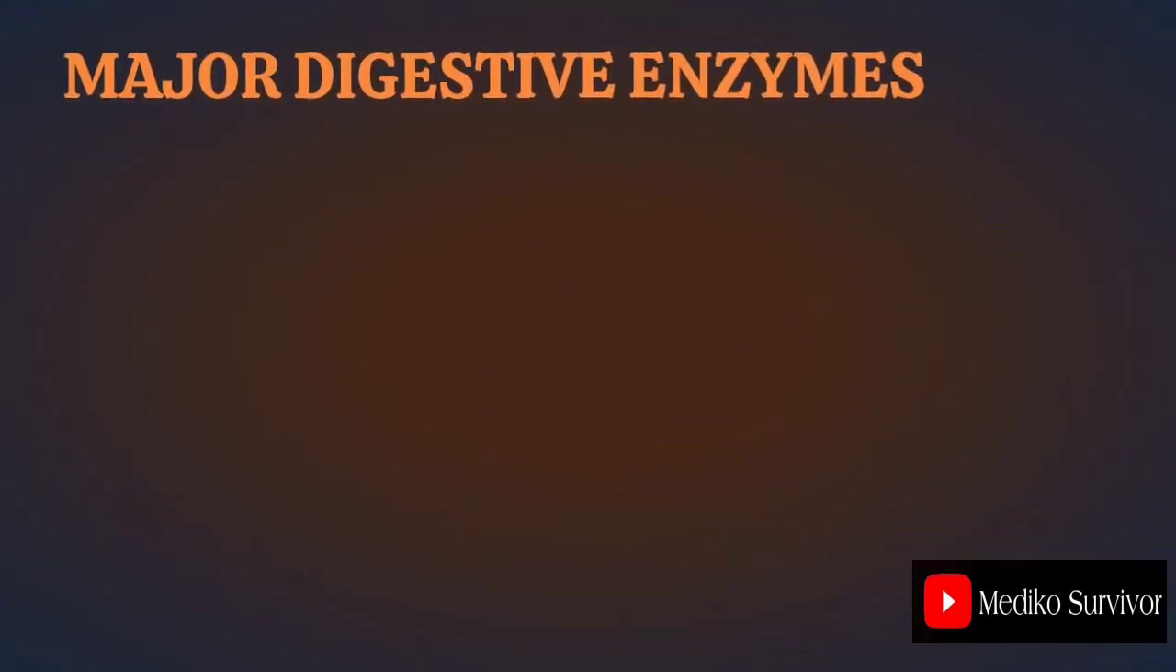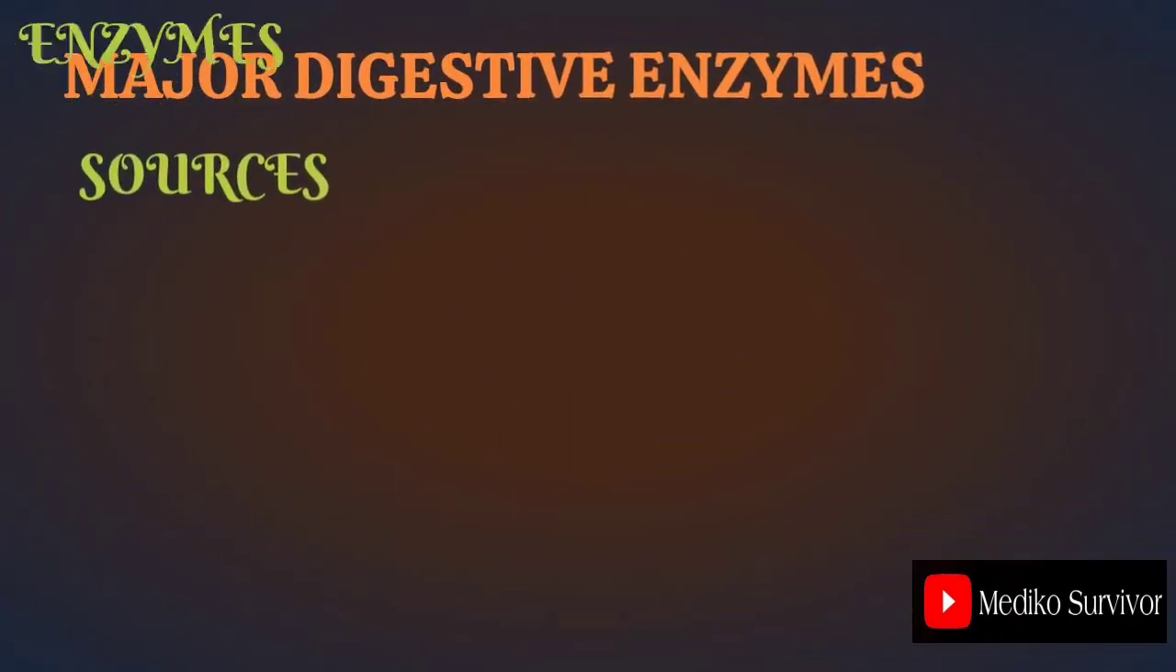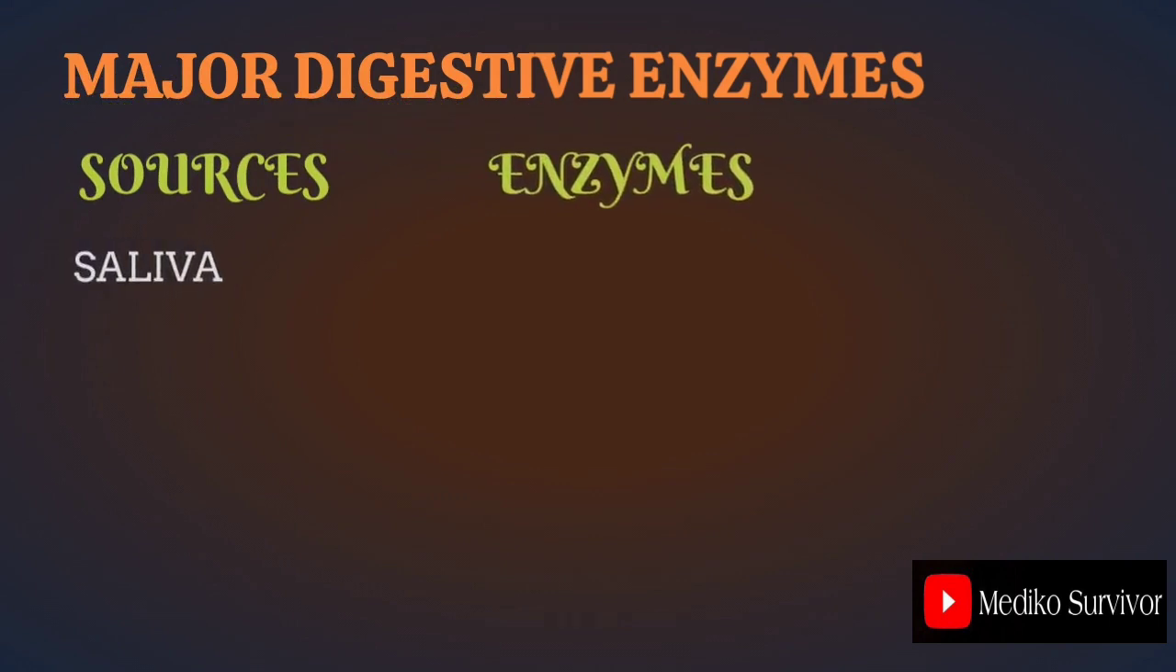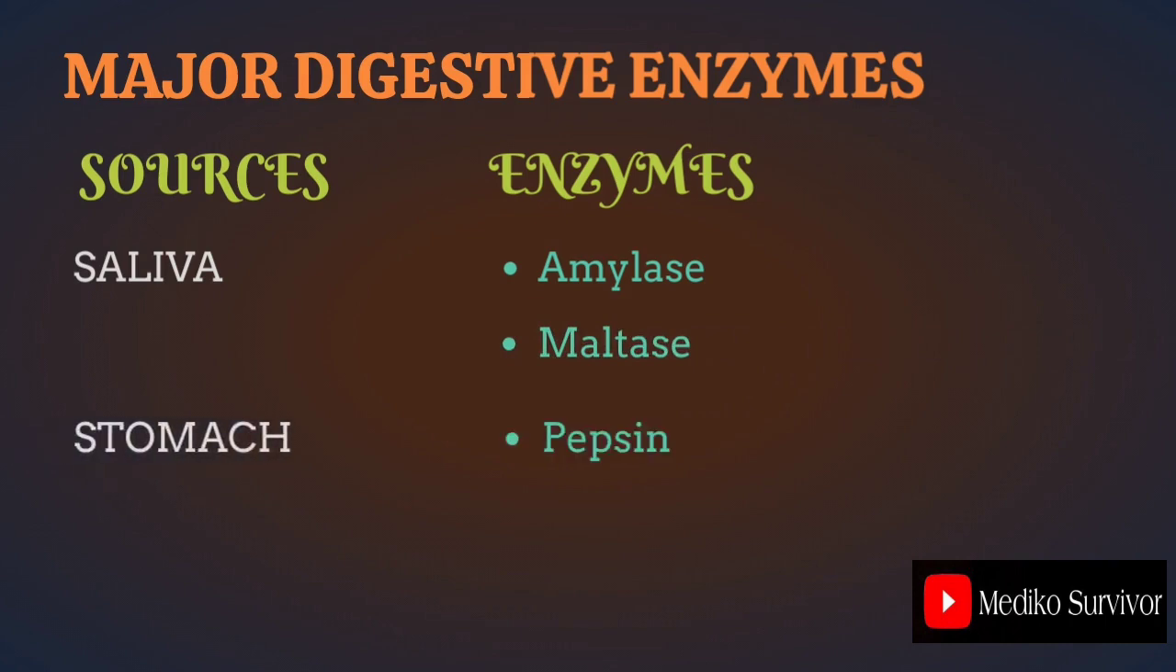Major digestive enzymes. Enzymes from saliva include amylase, which converts starch into maltose, and maltase, which converts maltose into glucose. Enzymes from the stomach are pepsin, which converts protein into amino acids, and lipase, which converts triglycerides into fatty acids and glycerol.